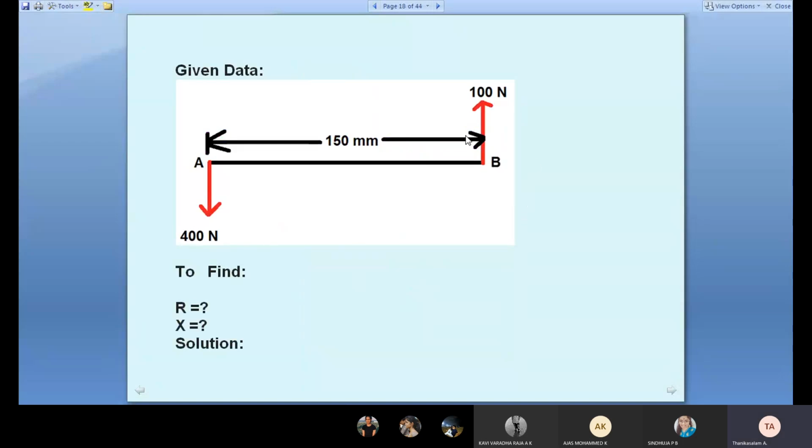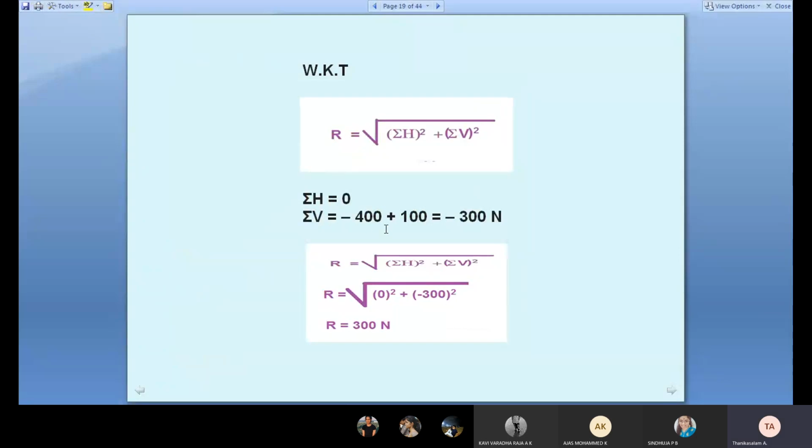Minus 400 plus 100. Why minus 400? It is vertical downward, there is a minus y direction. Plus 100. Why plus 100? It goes to plus y direction. So minus 400 plus 100, minus 300 Newton. Then applying this equation, finally you will get R equal to 300 Newton.